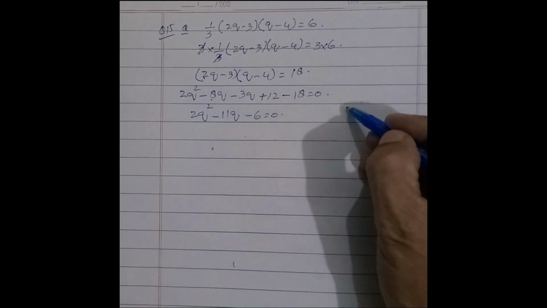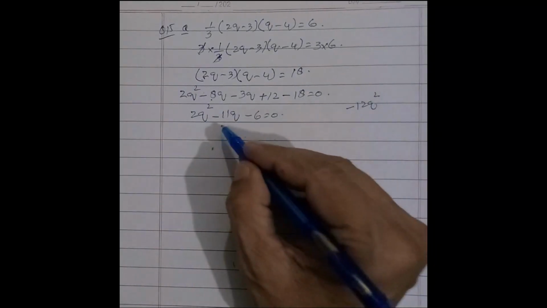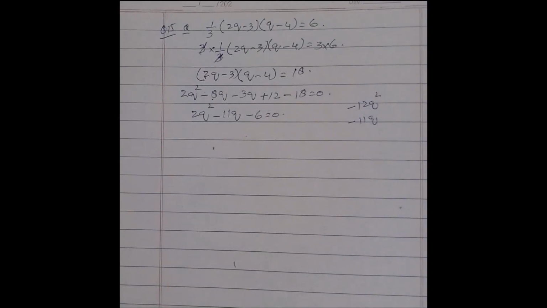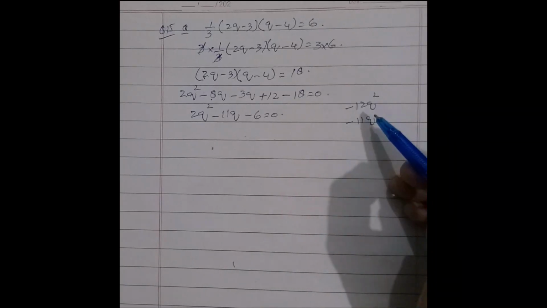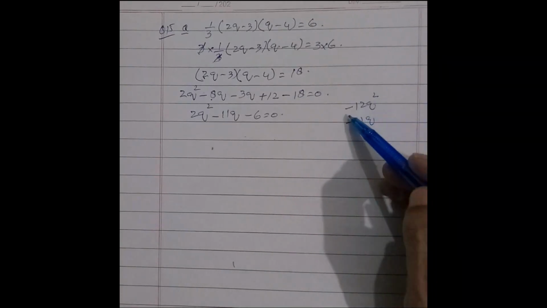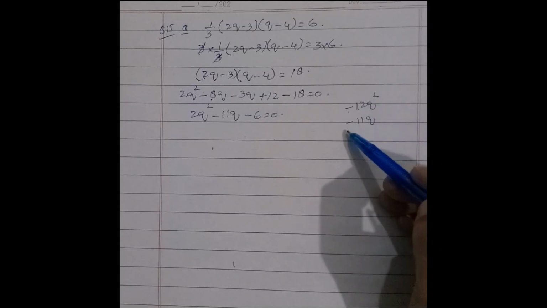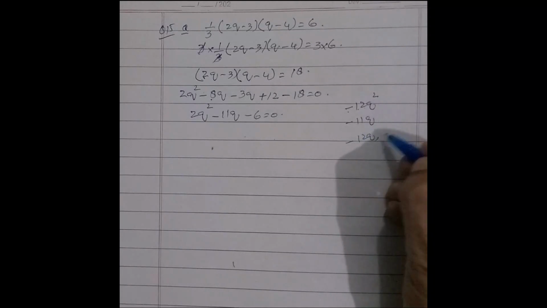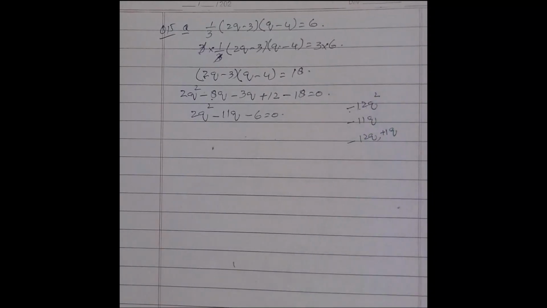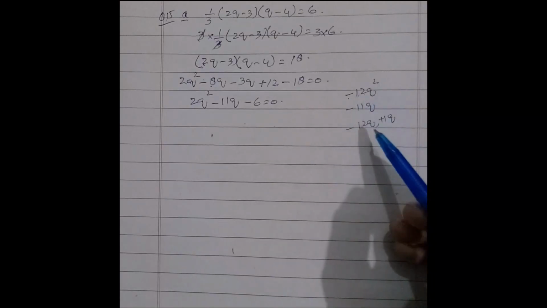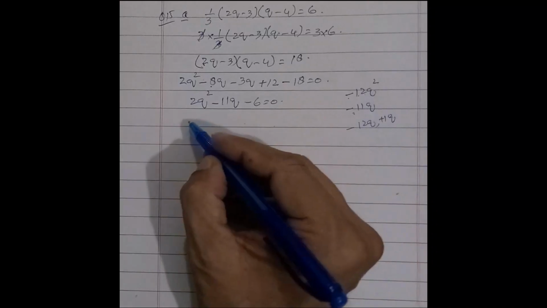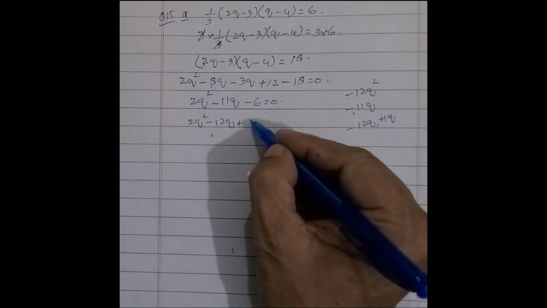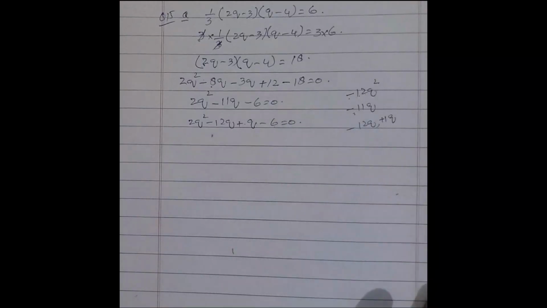2q square multiplied by minus 6 is minus 12q square, and the middle value is minus 11. So we find the two factors, the numbers. When we multiply the factors, the answer is minus 12q square, and when we add them, minus 11. The factors are minus 12q and plus 1q. We get minus 12 and minus 11. It is 2q square minus 12q plus q minus 6 is equal to 0.